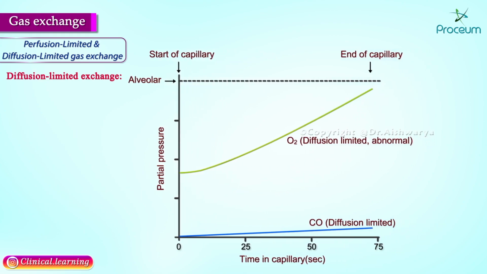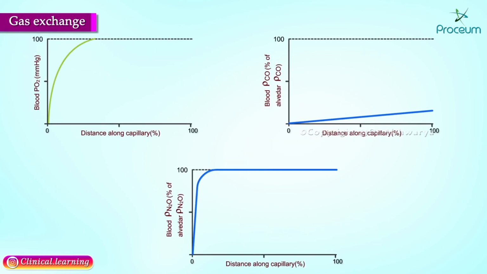This is very important for you to note, and this image shows the diffusion of carbon monoxide across the pulmonary membrane, which is diffusion limited. So by this we have completed diffusion limited and perfusion limited gas exchange. Now let us concentrate on these three graphs.